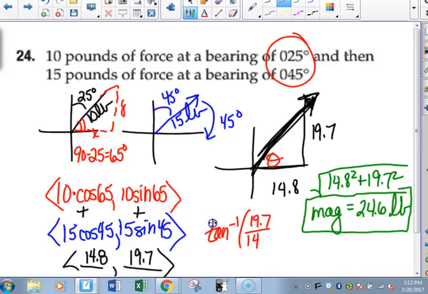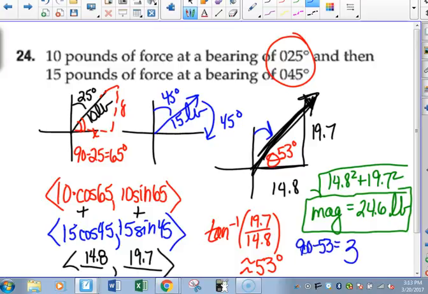Opposite over adjacent, or y over x from down here. It's always tangent y over x. So inverse tangent, 19.7 divided by 14.8. I got 53.1 or 53 degrees roughly. Okay. Is that our bearing? No, because that was in here. So the bearing out here, what is my geometry? Yeah, 90 minus 53, or 37 degrees roughly, or 037 bearing.